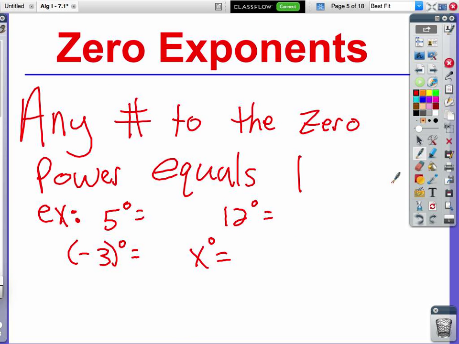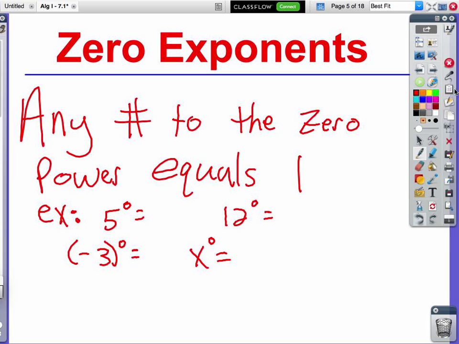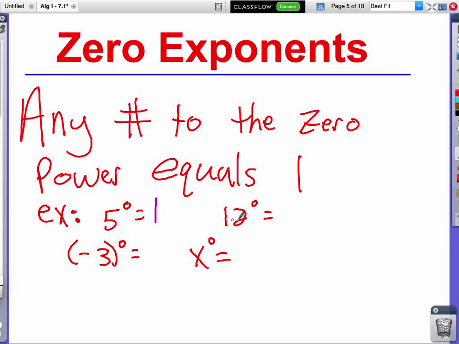Okay, 0 exponents. So any number to the 0 power equals 1. So for example, 5 to the 0 power equals 1. 12 to the 0 power equals 1.